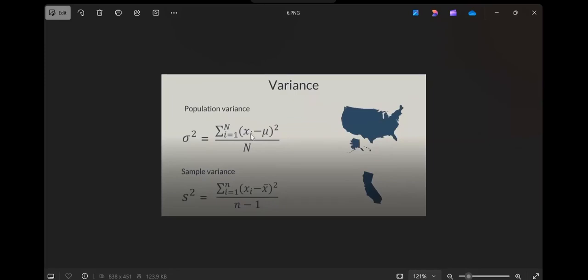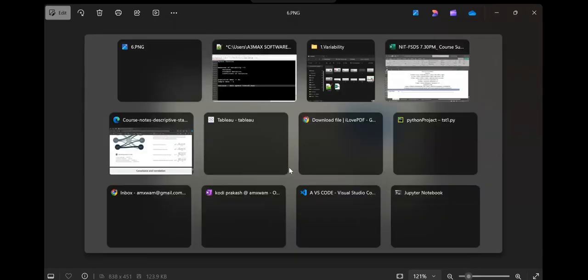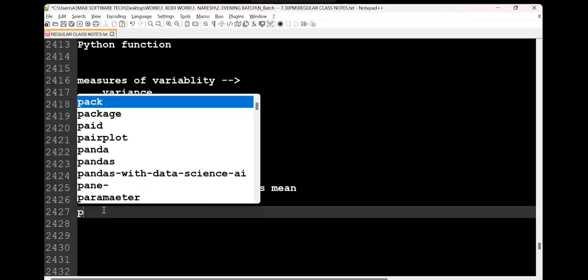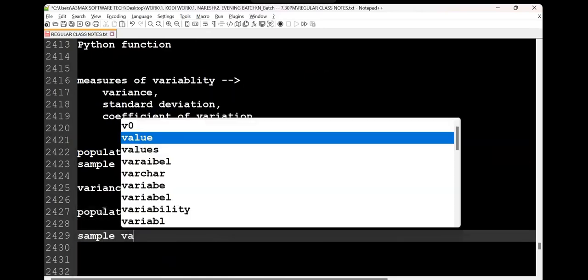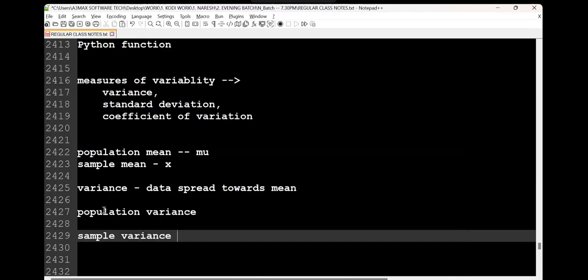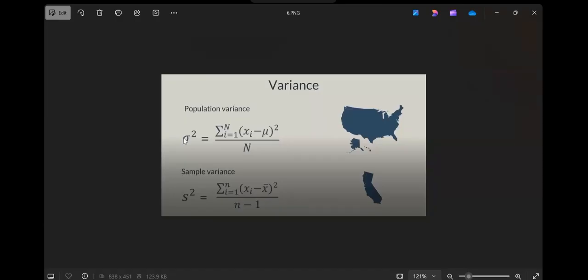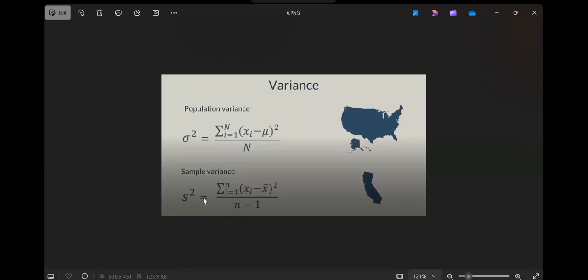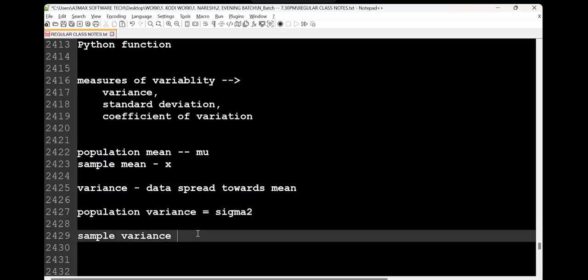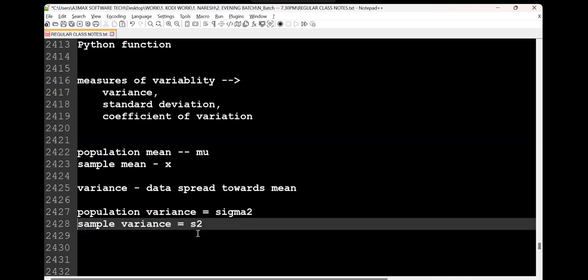Variance is divided into two parts: population variance and sample variance. I will mention them here. For population variance, we call this symbol sigma square. For sample variance, we call it S square.